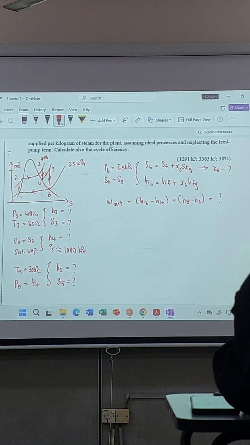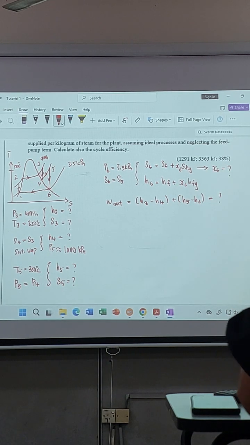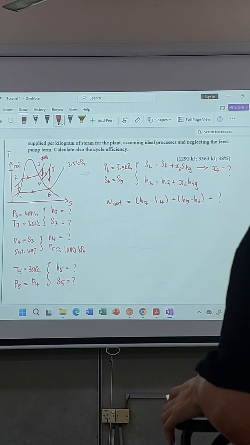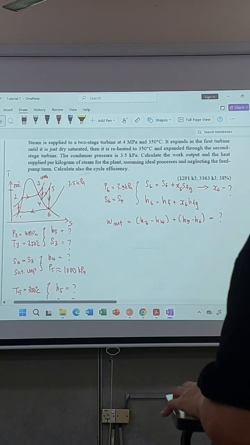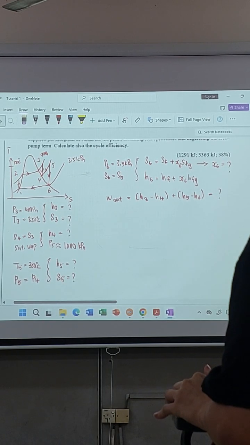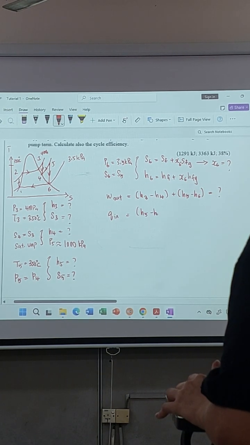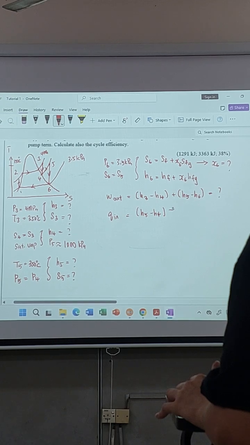Okay, so far okay, right? Then we move on to the tricky part, or the interesting part. The next thing we have to calculate is the heat supplied per kilogram of steam for the plant. Meaning, we are looking for Q in, right? And Q in will be H5 minus H4 plus H3 minus H2.